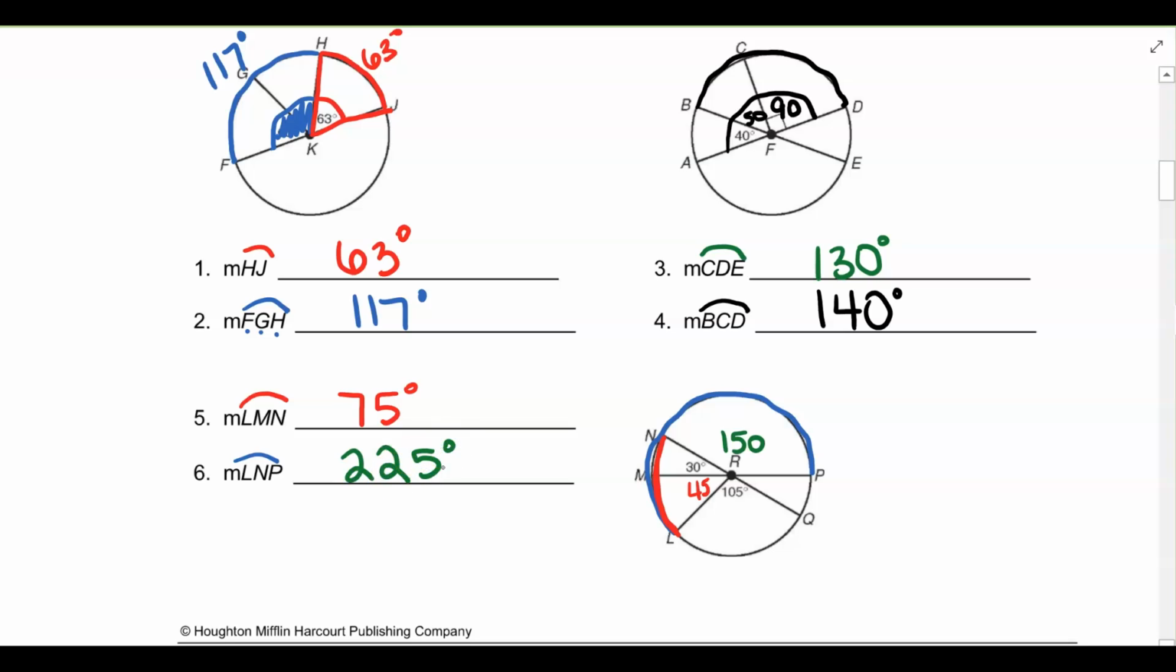I could have also gone down the road of saying if this one's 30 and these are vertical angles, then that one's 30. And I can take the total circle's 360 and subtract out the only two arcs that are not included in the arc that we're working with. So I'm going to subtract out this 105 and this 30, and I should get 225, right? 360 minus 105 minus 30, 225.